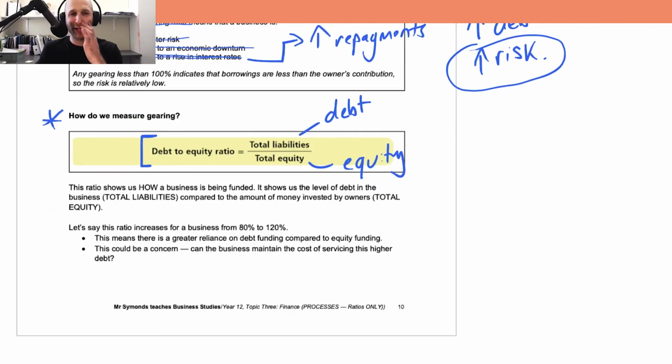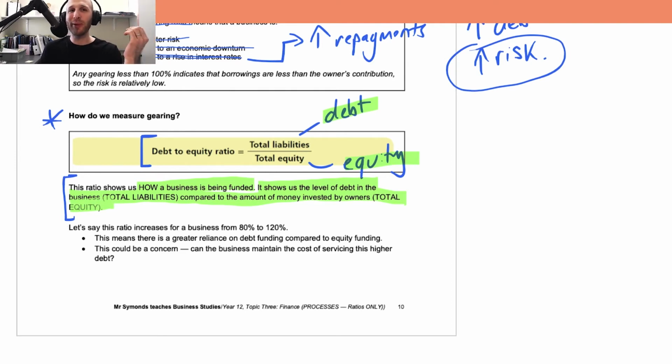If we think a bit more about this ratio, it's about how a business is being funded. The business needs money, and we're looking at how that money is going into the business. How much debt is going into the business versus how much equity? It shows us the level of debt in the business, total liabilities, compared to the amount of money that's been put in by owners, which is total equity.